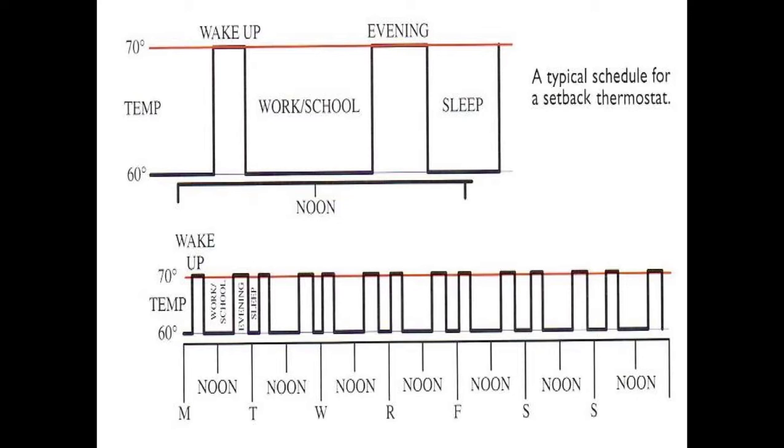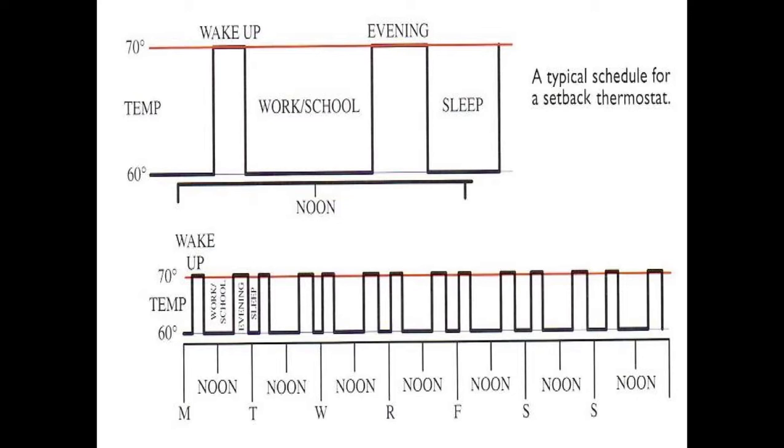This example basically says you have a wake up time where the thermostat comes up to 70 degrees. As the house is empty while people are at work and school, the temperature drops. And then by the time they come home for the evening, the temperature comes back up. And then overnight, the temperature drops down for sleep.